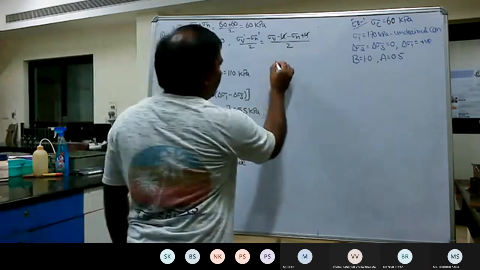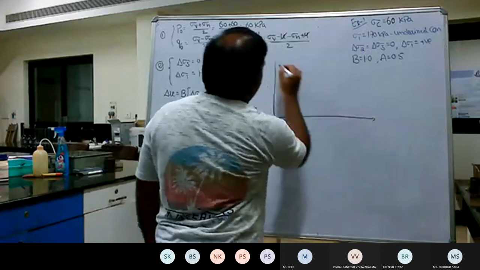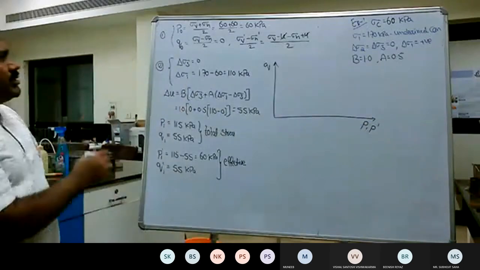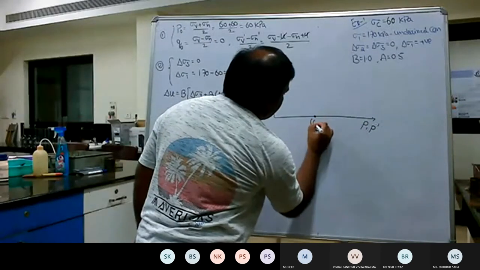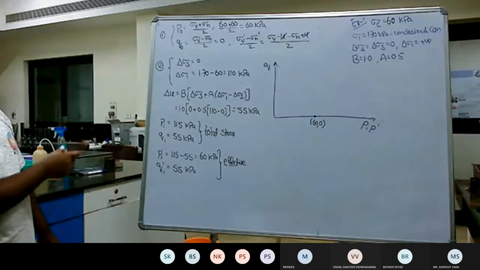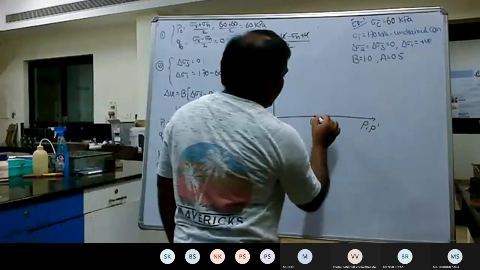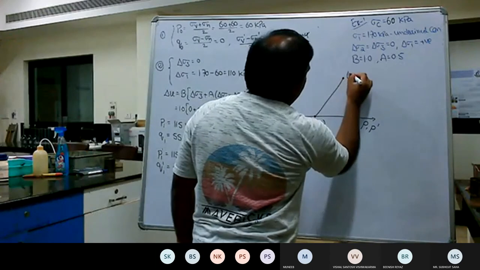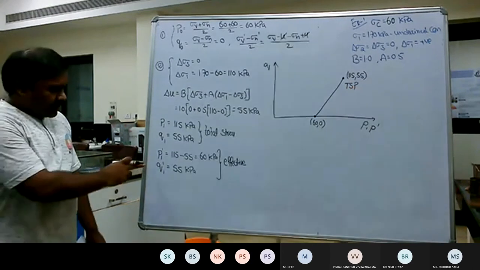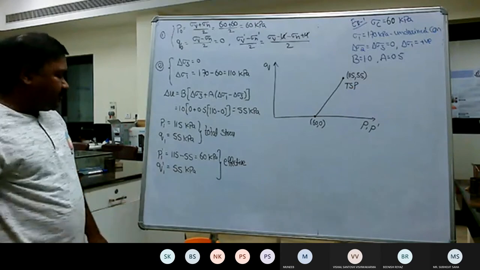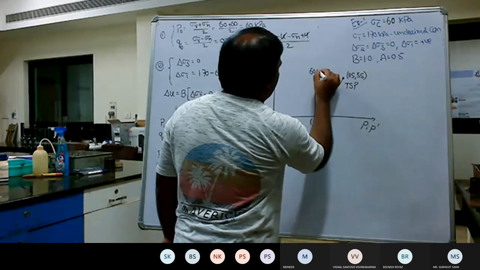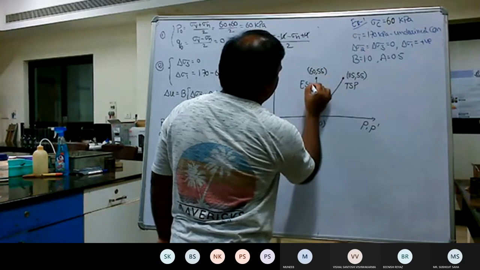So now we can draw the stress path. If you draw Q or Q dash and P or P dash, the initial point is 60, 0. The next point is 115, 55. This is the total stress path. Next, in terms of effective stress, it is 60, 55, so it is the same vertical line. This is the effective stress path.